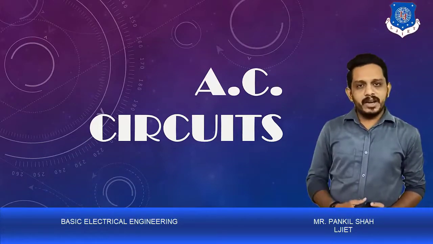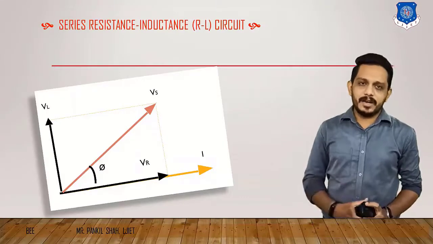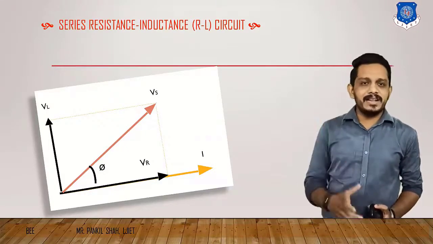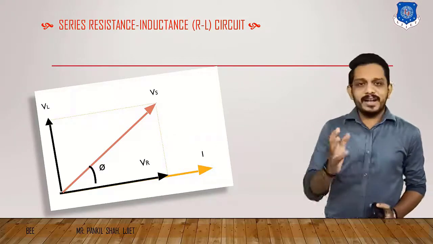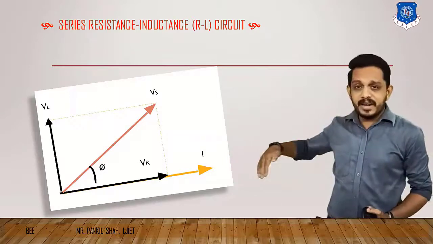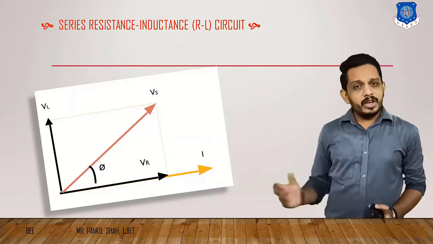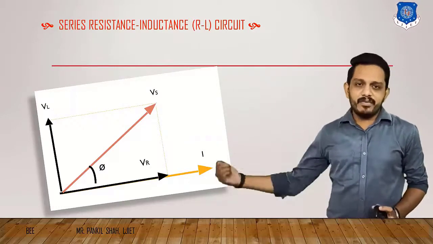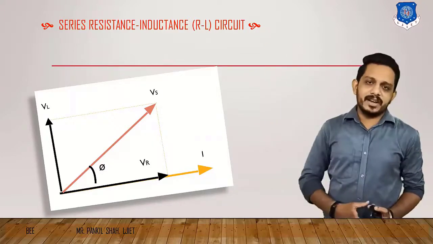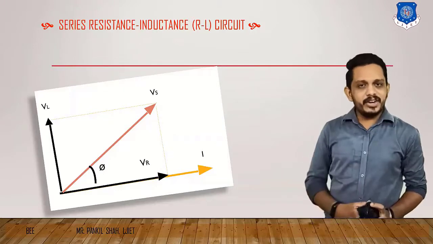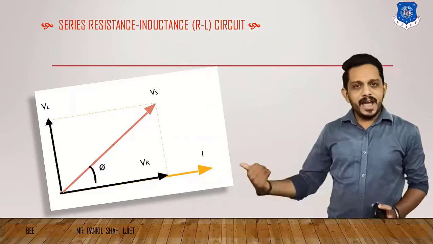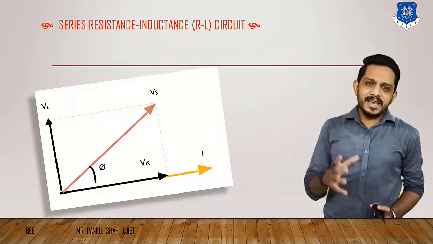So let's first begin with the series RL circuit. Let's recall the vector diagram of series RL circuit. So this is the vector diagram of series RL circuit. In series RL circuit, if we take current as a reference, then VR will be in the same phase. VL will be leading from this current I by 90 degrees. So VL will be 90 degrees from the current, and VR will be in the same phase as the current.